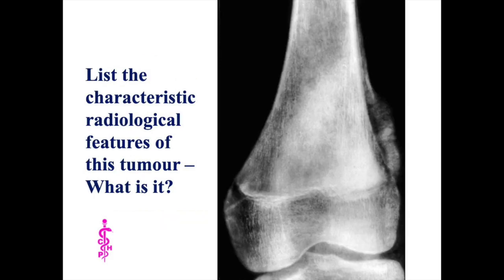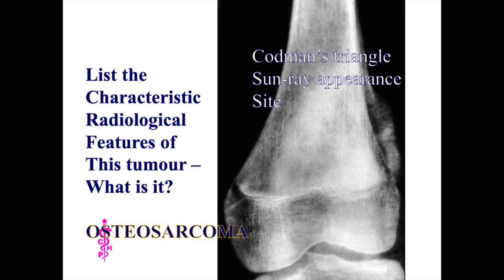Here's a radiograph of the end of a long bone. List the characteristic radiological features of this tumour, and what is it? It's in a very characteristic site. It's an osteosarcoma. The area around the knee is the commonest site for this tumour. It shows opacity. It's radio-opaque, so it appears white on the X-ray, with lifting of the periosteum forming so-called Codman's triangle, and spicules of bone being formed outside the bony cortex to give the sun in splendour or hair-on-end appearance.